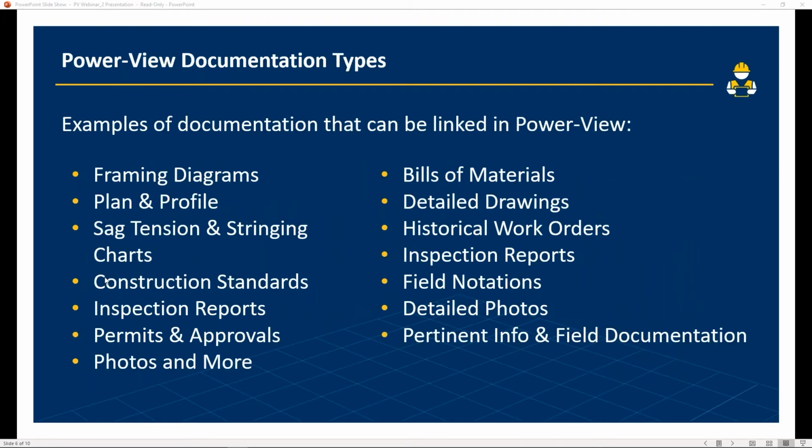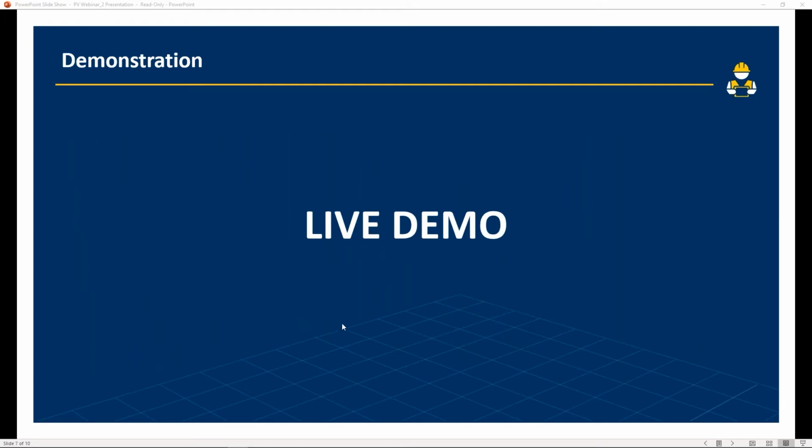It is important to note that each user has the ability to view and retrieve all the data associated with an asset created in PowerView. These include such items as framing drawings, plan and profile drawings, sag tension charts, construction standards, inspection reports, permits and approvals, photos, detailed drawings, historical work orders. Anything that you can upload can be attached into PowerView and be viewed by everyone associated with the project. So with that, we're going to go into a live demo inside PowerView.